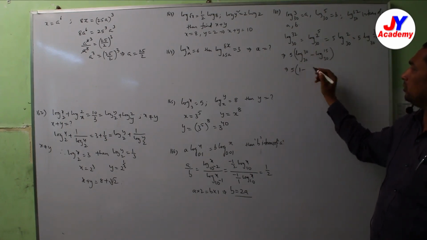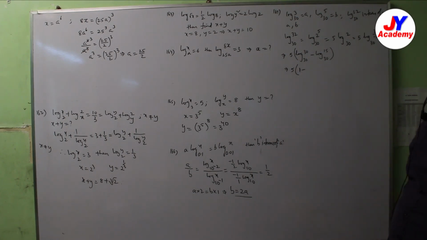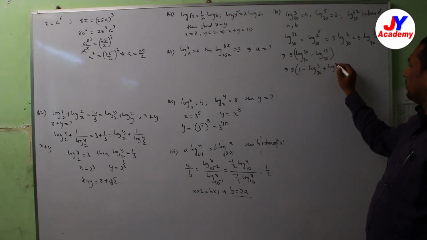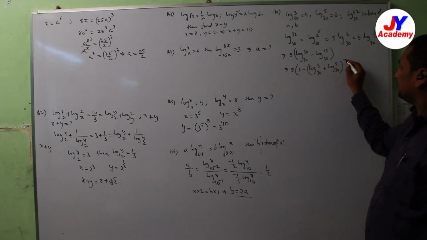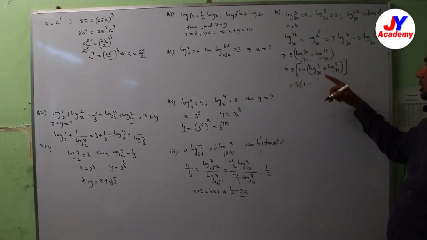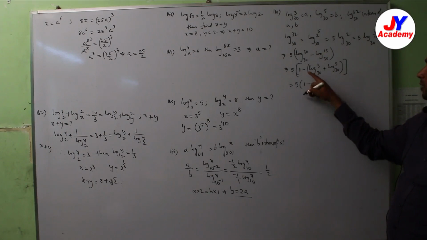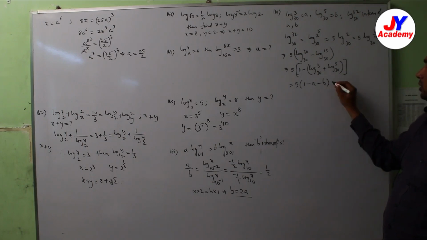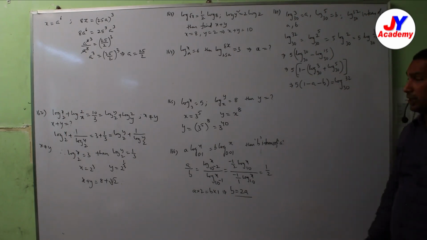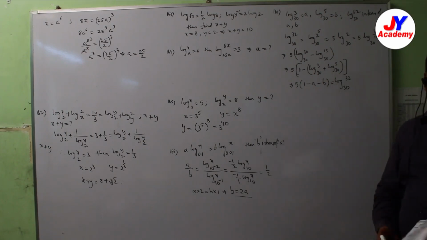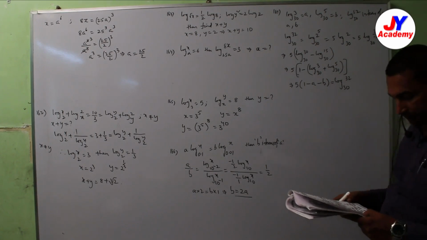So 5 times log 30 base 30 times (1 minus log 3 base 30 plus log 5 base 30) — 3 5s are 15. Now 5 into (1 minus, what about log 3 base 30? A). Minus log 5 base 30, minus B. So that is equal to log 32 base 30. So we have to express log 32 base 30 in terms of A and B. That is 5 times (1 minus A minus B).